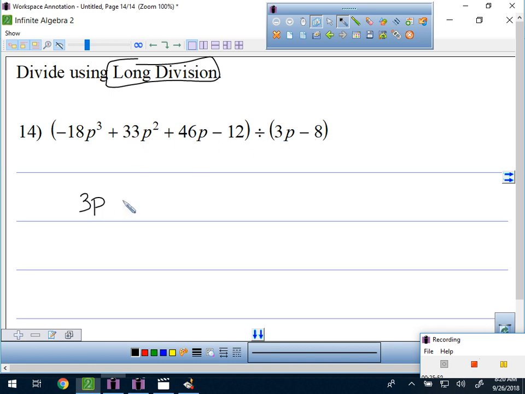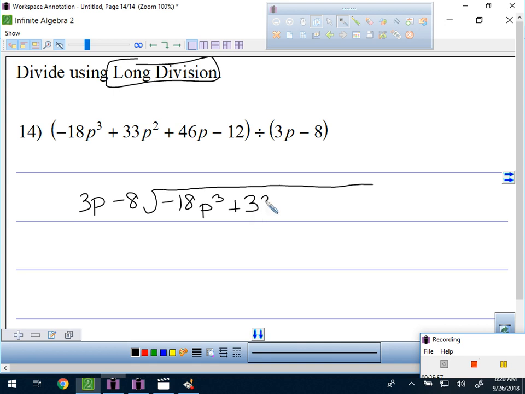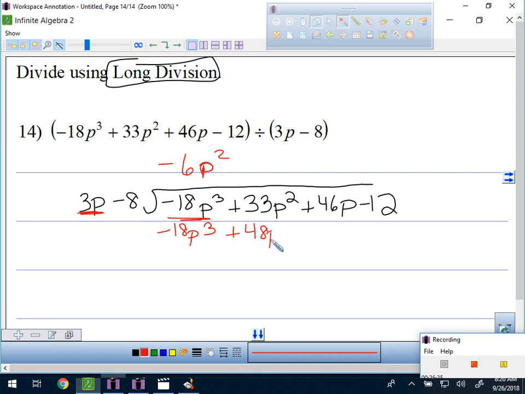You're going to have 3p minus 8 divided into negative 18p cubed plus 33p squared plus 46p minus 12. And here's how we approach this. Remember, what do you multiply 3p by to get a negative 18? That's key. Negative 6, right? Watch that sign. So that'll be negative 6p squared. And so negative 6 times 3 would give me negative 18p cubed. And then don't forget, negative 6 times negative 8 will give me a positive 48p squared.